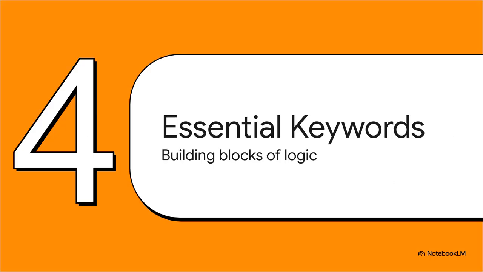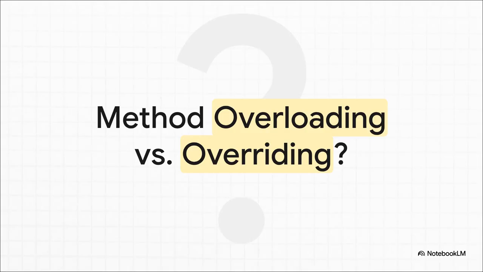All right, section 4 is all about essential keywords. Think of this as a rapid-fire round. These are the little building blocks of Java logic, and you can bet an interviewer is going to want to know if you understand the subtle differences between them. And let's start with a classic mix-up. Method overloading versus method overriding. So many people get these backwards, but nailing this shows you really get polymorphism.